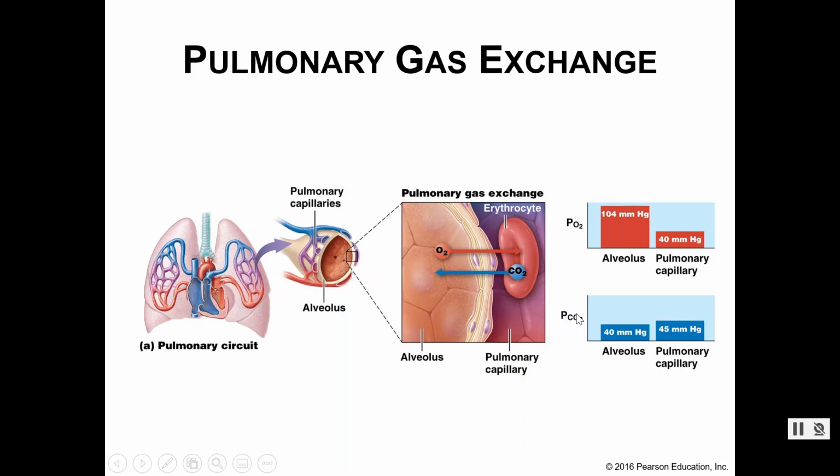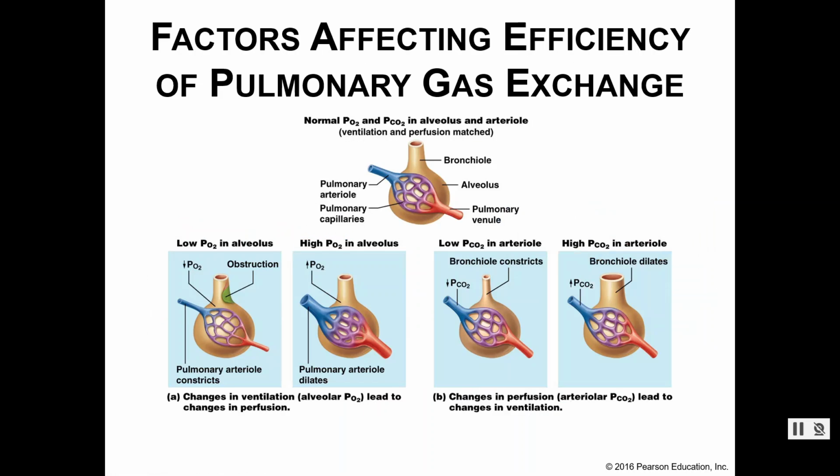Partial pressure of carbon dioxide is the opposite. It's higher in the capillary compared to the alveoli. So how do we move? We move from the blood in the capillary into the alveoli. Same thing, just a different way. This kind of shows you how perfusion or gas exchange can be affected by things like an obstruction, or what happens if we bronchodilate and bronchoconstrict. How does that affect gas movement? So take a look at that as well.